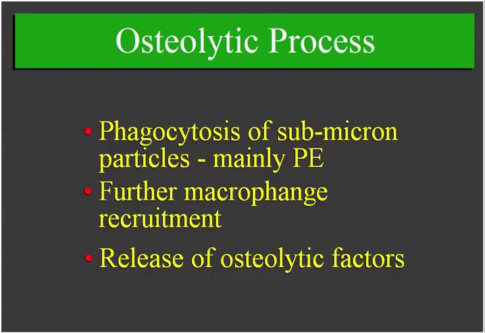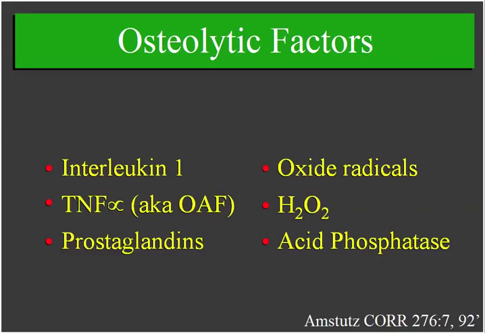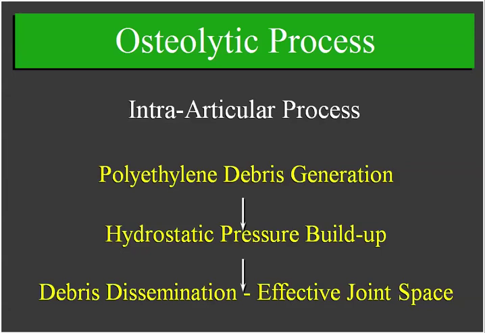So you have phagocytosis of submicron particles, mainly polyethylene. Could do metal, but polyethylene by far is the softer part and generates the most debris. You get macrophage recruitment and release of osteolytic factors. These include interleukin-1, tumor necrosis factor alpha, that's a test question, oxide radicals, hydrogen peroxide, prostaglandins, primarily E1 and E2, and acid phosphatase. And why is acid phosphatase important? Because it dissolves bone. So you have the activated macrophage and it releases acid phosphatase and dissolves that bone.